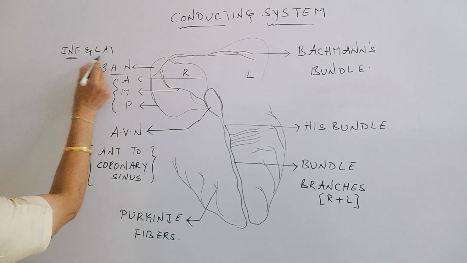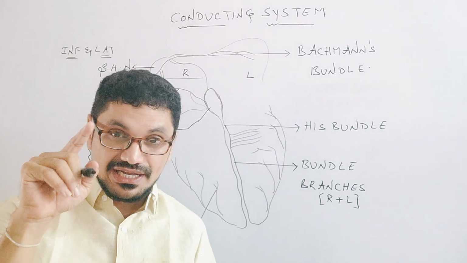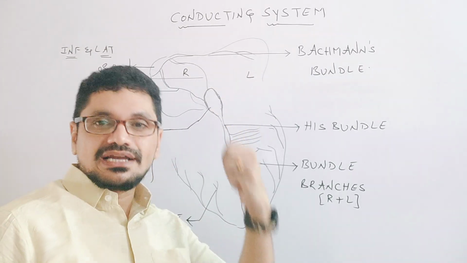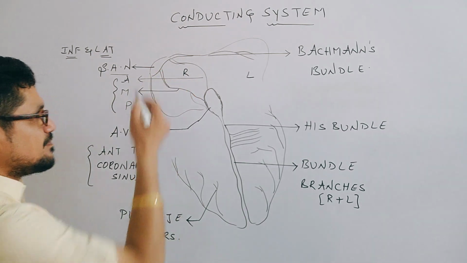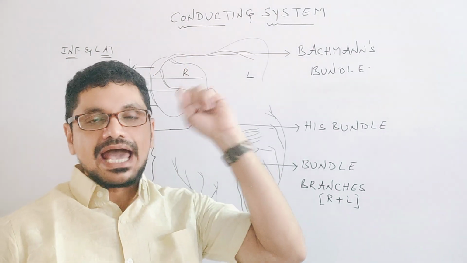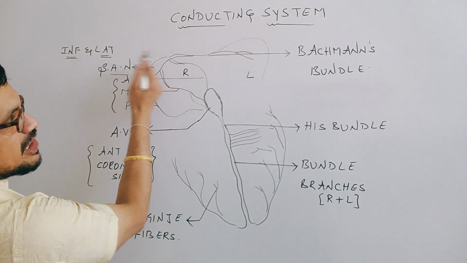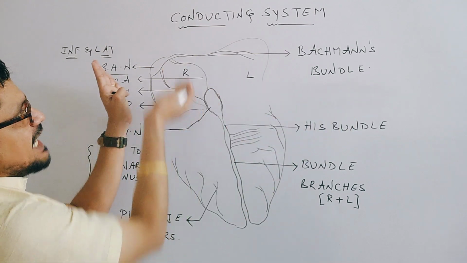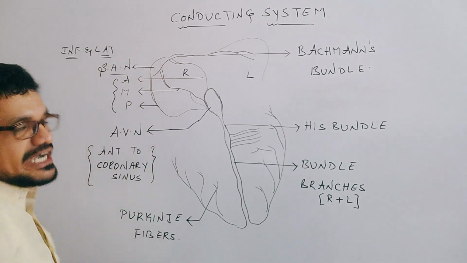SAN is present a bit inferior and lateral to the superior vena cava, which drains the blood from anterior parts. Of course, the blood collected from the anterior parts of the body will be dumped into this right atrium. Just inferior and lateral to that superior vena cava, SAN is present. In fact, SAN is present in the right upper corner of the right atrium. See, this is the right side and this is the left side. So this is the right upper corner. SAN is located towards the right upper corner of the right atrium.